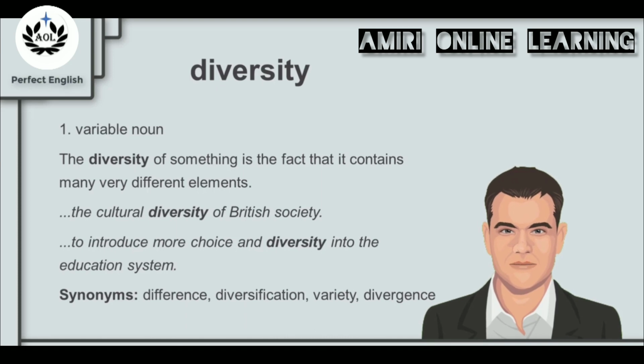Another example, to introduce more choice and diversity into the education system. You don't want to have the same thing and teach the same thing to all the kids. You need to introduce more choice and diversity, different elements into the education system. And synonyms for diversity are the words difference, diversification, variety, and divergence.